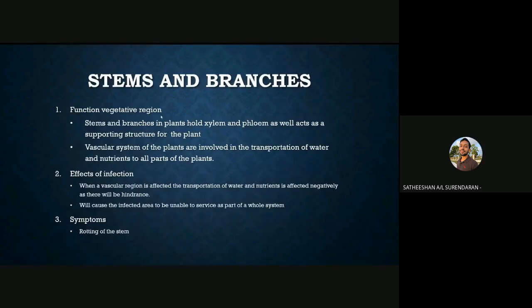Stems and branches. The function of this vegetative region is that the stems and branches hold xylem and phloem, which are vascular systems. The stem and branches act as a supporting structure for the plant. However, the xylem and phloem, which are part of the vascular system, are involved in the transportation of water and nutrients to all parts of the plant.